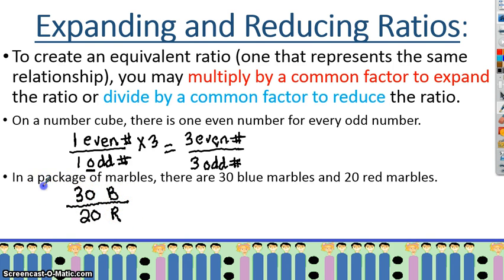Now you can imagine if I bought a package of marbles, perhaps I want to split them between my friends or into smaller packages. So I can reduce this ratio. Maybe I want to make 10 packs, so I can divide by 10 to create 10 packs. Every pack would have 3 blue for every 2 red. So we have 30 divided by 10 makes 3, 20 divided by 10 makes 2. So this is a reduced ratio. It represents the same relationship, just in a smaller scale.